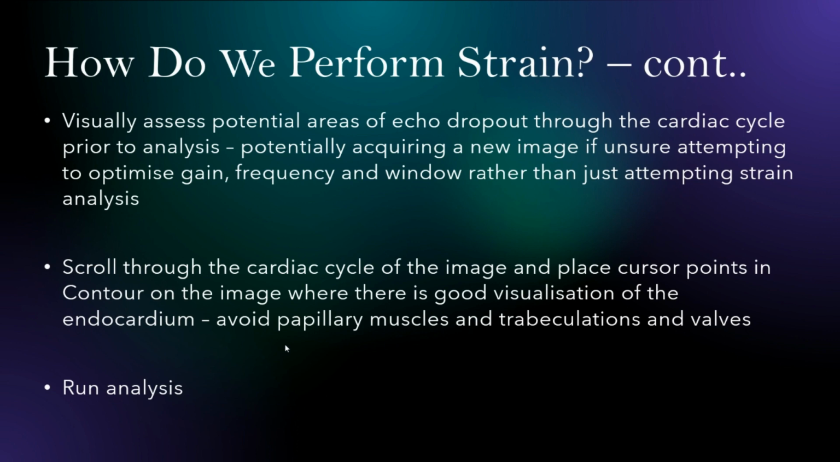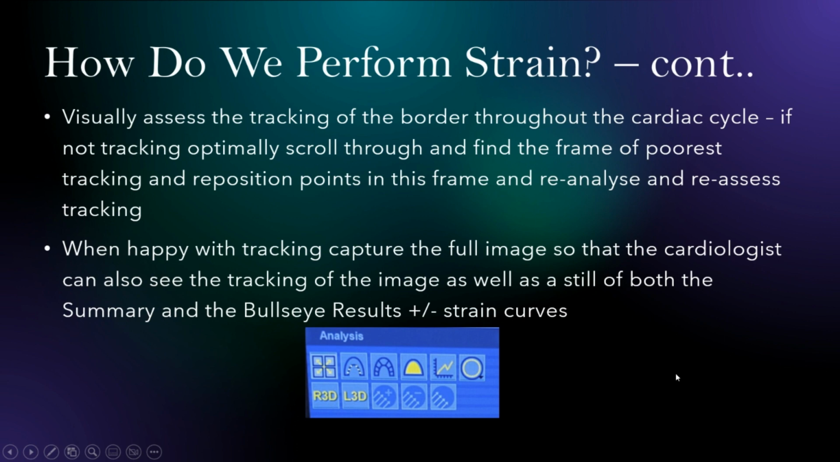So what I'll do then, once I have an image, I'll scroll through the cardiac cycle and I'll place cursor points, set at a point in the cycle where I actually seem to see good endocardium. And so it might be partly in systole. It doesn't need to be at any particular point. You do need to be careful in avoiding things such as papillary muscles as well as trabeculations. And also you want to go quite down close to the valves, but you just want to make sure you're not getting the valves accidentally in there. At this point, we'll run analysis.